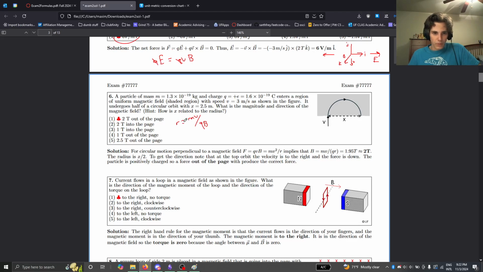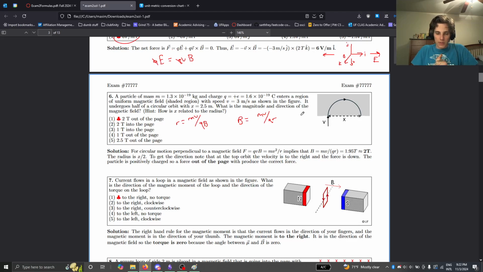We have our R. We have m. We have q. We have v. We need B. So B is going to be equal to mv over qR. Everything into the calculator here: 1.3 times the v, divided by the q, 1.6, divided by the R, which is just 2.5 divided by 2, 1.25. I get 1.9.